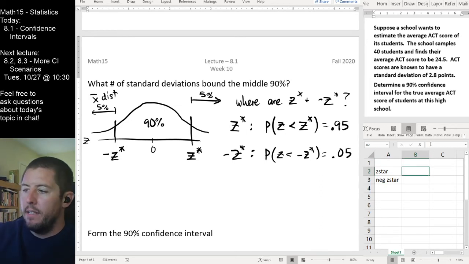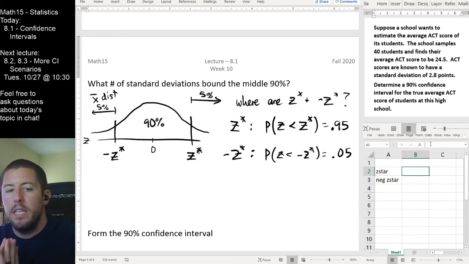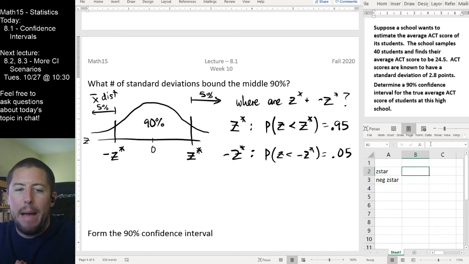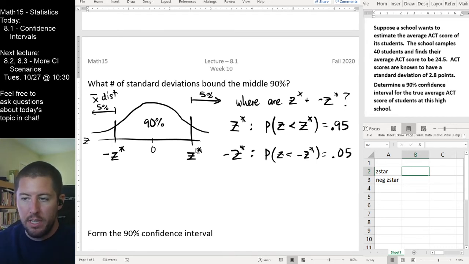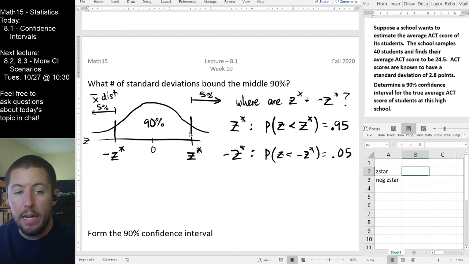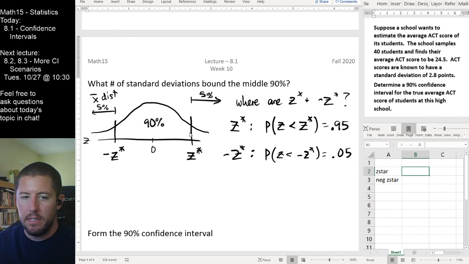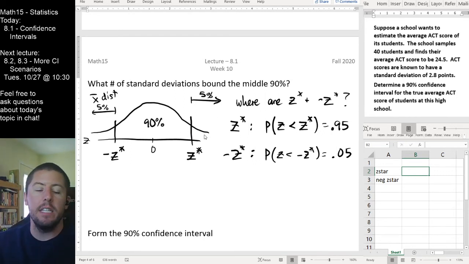Okay, let's go ahead and find z star here. What I'm thinking is that the upper bound of my middle 90% is actually where 95% of the area is to the left. Again, notice that if I am interested in this location z star, then because it is the upper bound of a 90% confidence interval, that actually means that 95% of the area is to the left of it, because there's 5% in each of our tails as well. To the left of z star includes one of the two tails for 5%, plus the entire middle 90%, for a total of 95%.